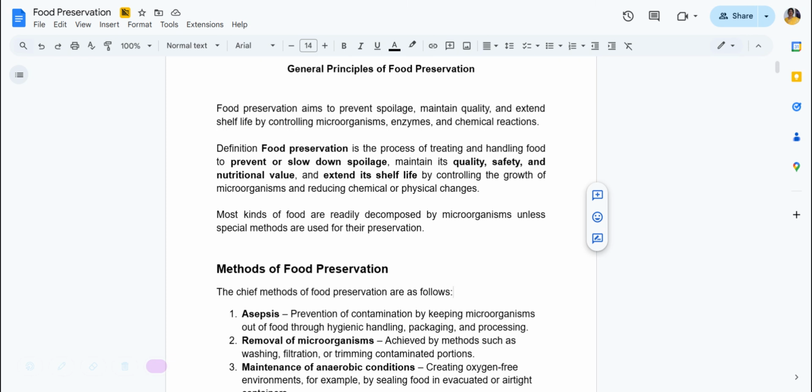So, what is preservation? Preservation is nothing but increasing the shelf life of the food and seeing to it that the nutritive value is maintained. No physical or chemical damage is going to occur. This is called food preservation.